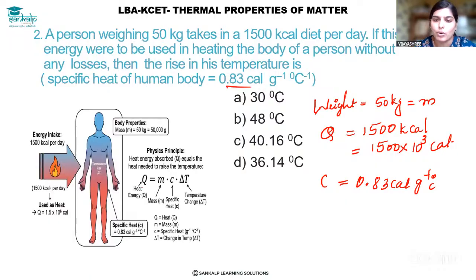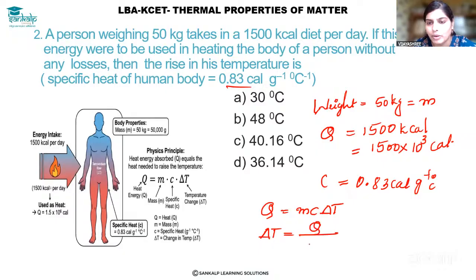So now apply the formula. What we know: Q is equal to M into C into delta T. We know this formula, right? So delta T can be written as Q divided by MC, right? Just substitute the values.